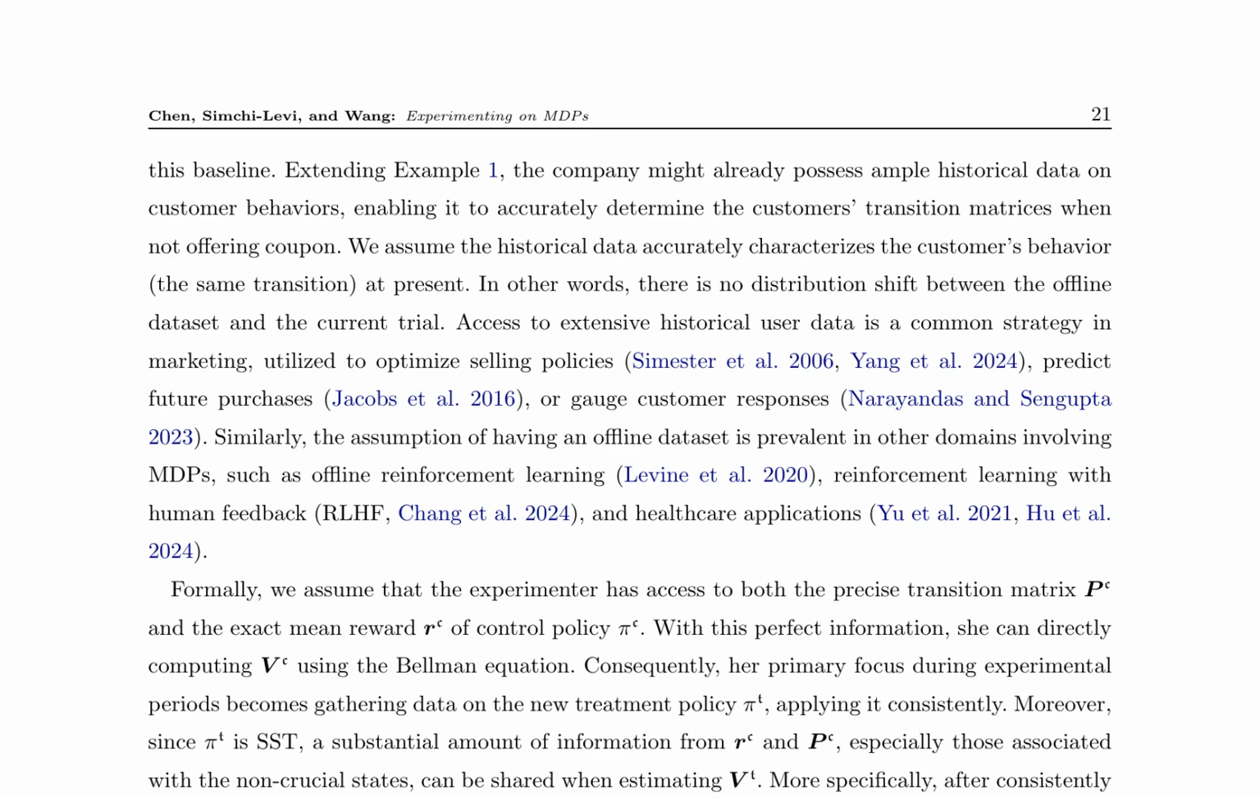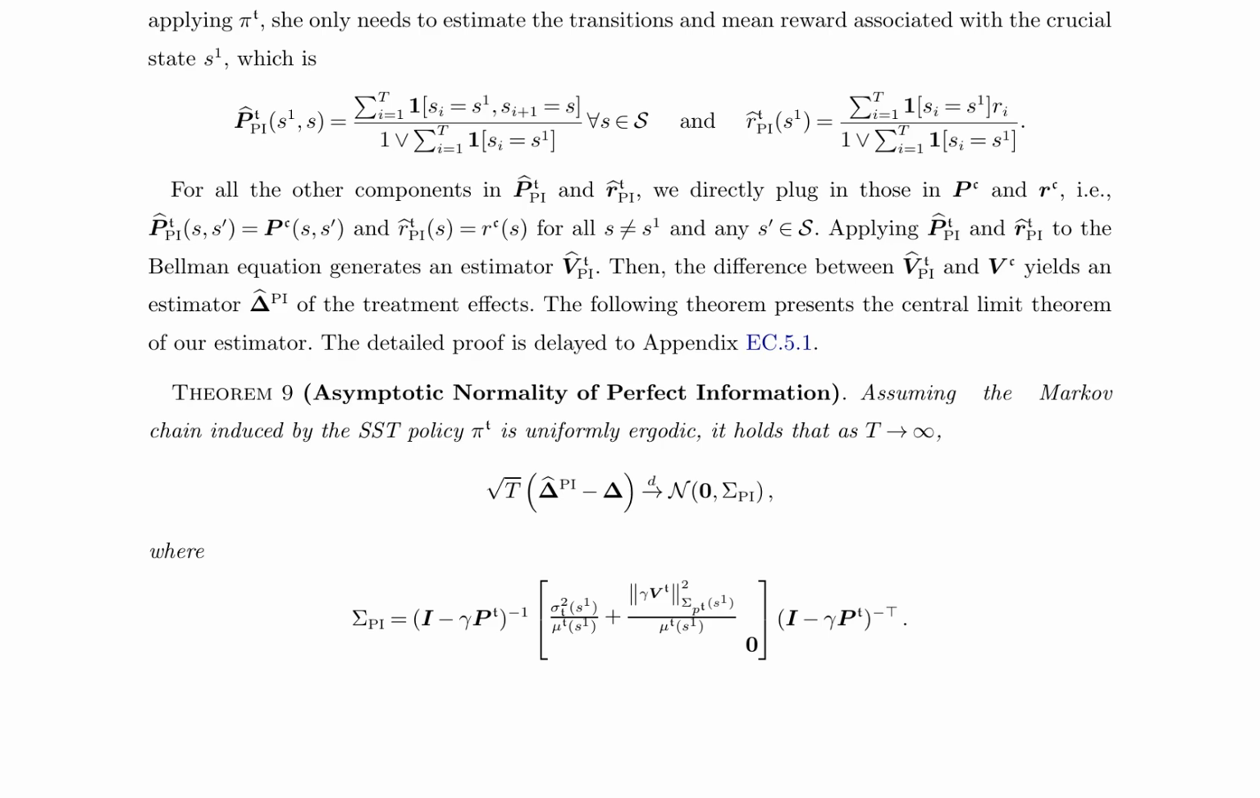The difference between BVTPI and VC yields an estimator B increment pi of the treatment effects. Theorem 9 presents the central limit theorem of the estimator, stating that as T tends to infinity, the estimator B increment pi is asymptotically normal with a variance sigma pi.